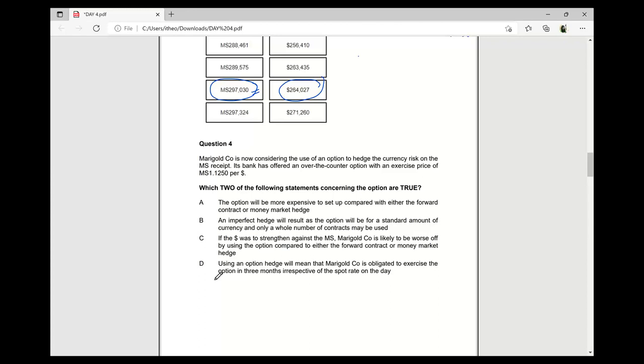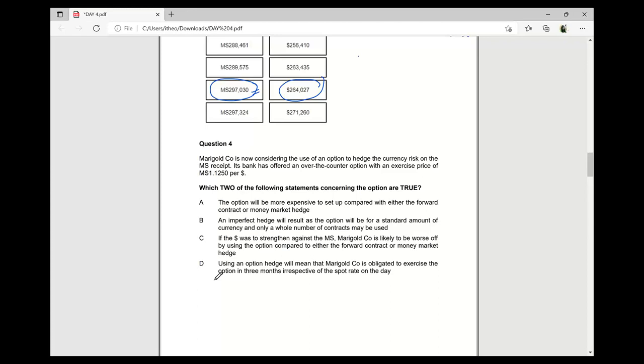The option will be more expensive to set up. An imperfect hedge will result, as the option will be for a standard amount. If the dollar was to strengthen against the shillings, Marigold is likely to be worse off by using the option. Using an option hedge will mean Marigold is obligated to exercise the option.